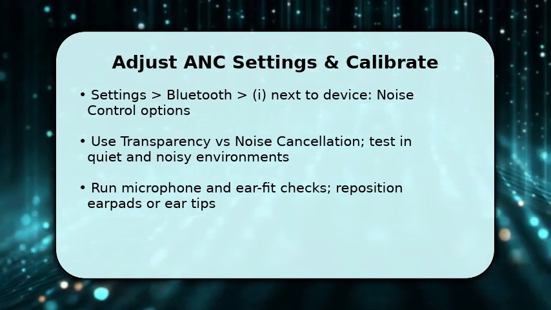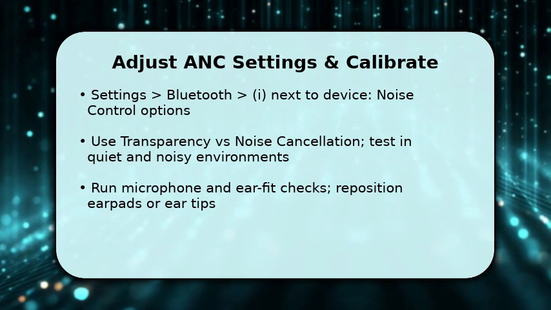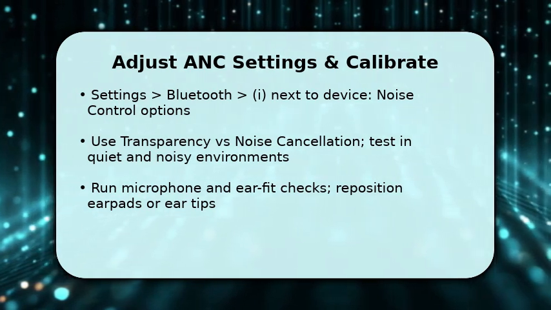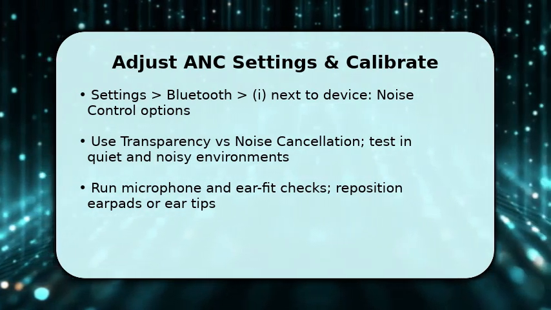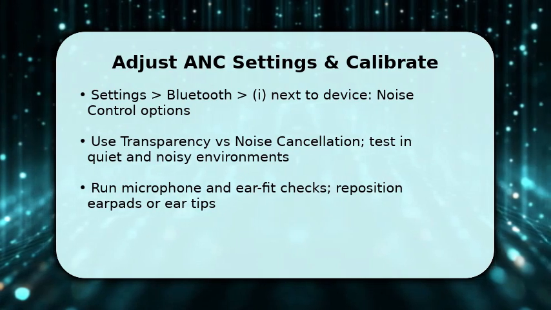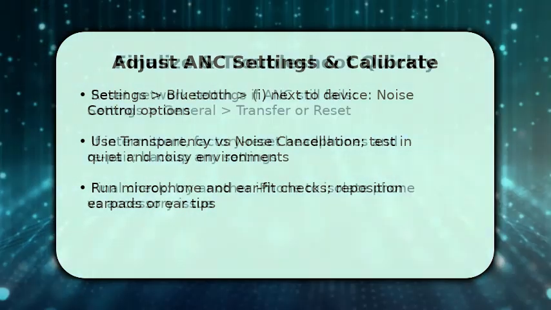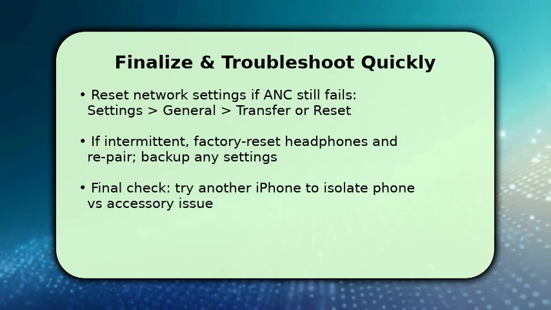If performance varies, recalibrate by cleaning microphones, swapping ear tips, and repairing. The physical seal and mic clarity strongly affect how well ANC works. Finish by confirming persistent improvements.